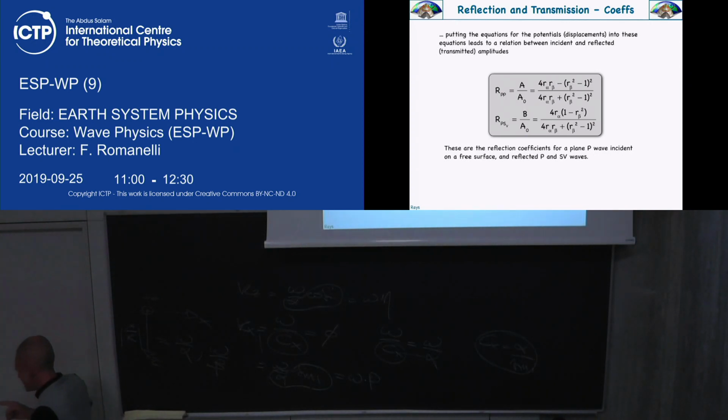Now let's remember something about the string. Let's imagine we have a string, we have an end. Okay, this will be a fixed end. You can imagine a free end. All the energy that is incoming is reflected. Now the problem is more complicated because we see here that actually all the energy is reflected, but part of it will be a P, part of it will be an SV. So it's not 0.